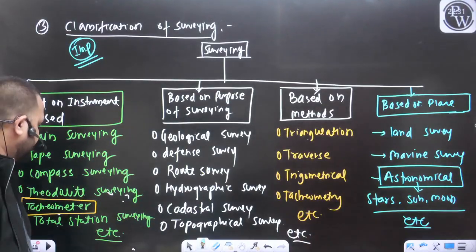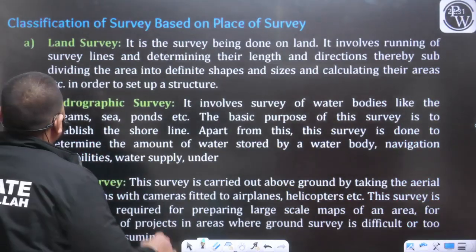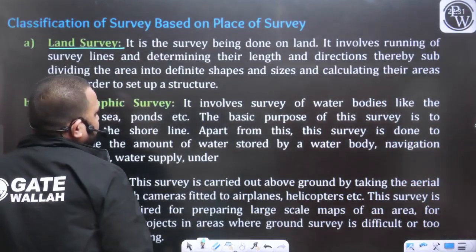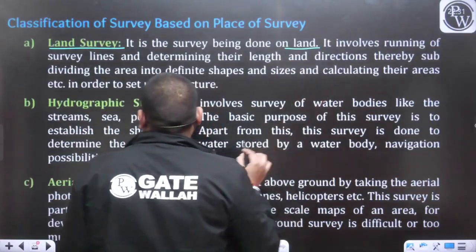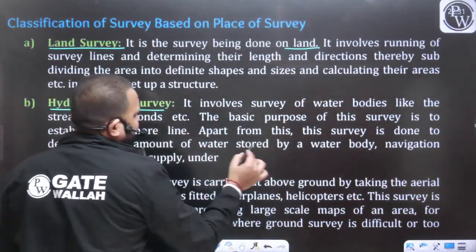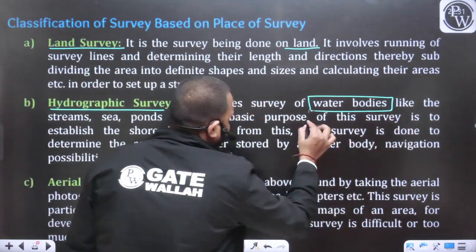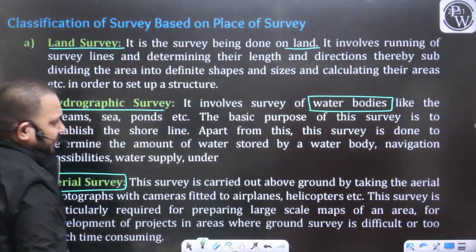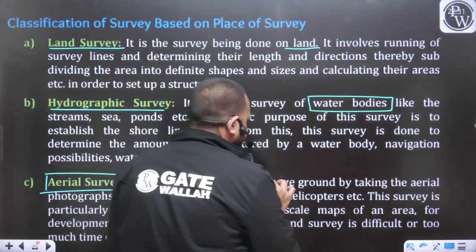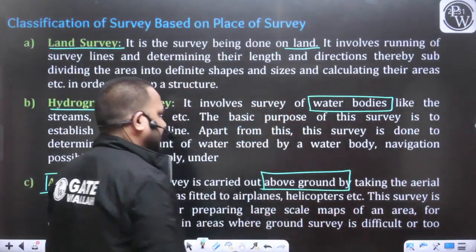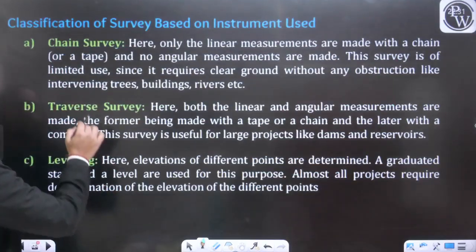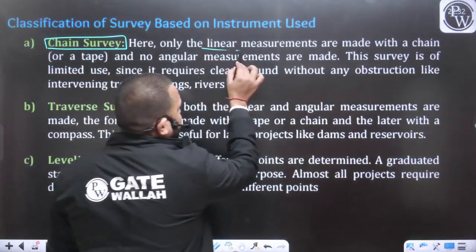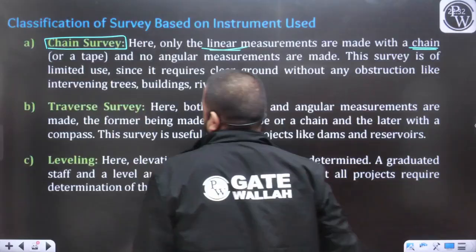I have already covered the land survey, which is the definition part. We are doing the survey on the land. We have discussed the hydrographic survey, the survey related to water bodies. We can go for the aerial survey, where we collect the data above the ground. Next, we discussed the chain survey. For linear measurement, we are using the chain or tape.